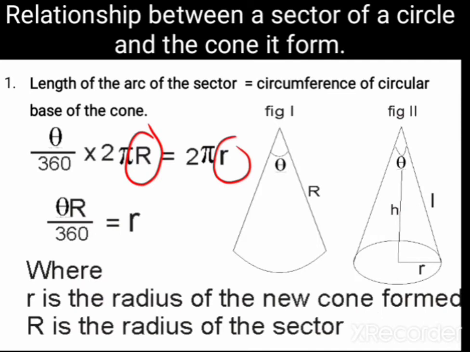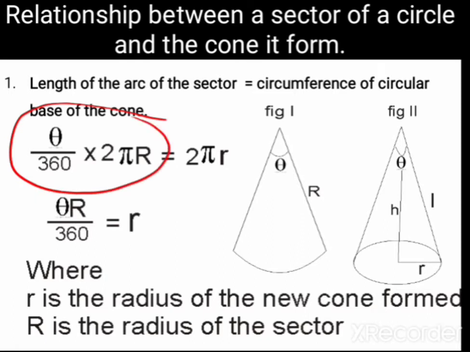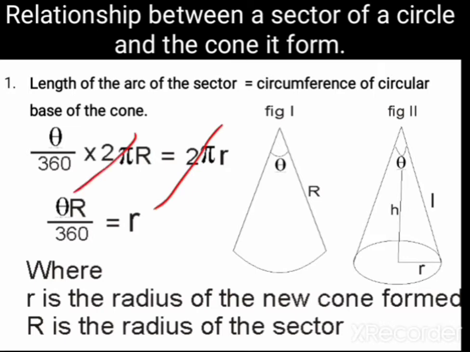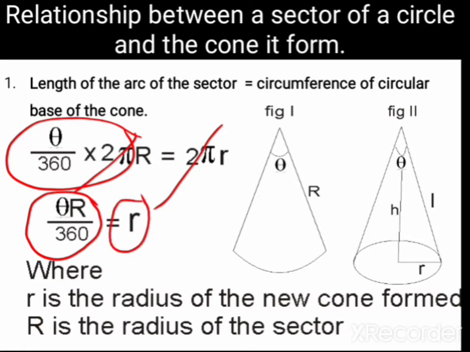So you now understand that this stands for the length of the arc, and this stands for the circumference of the circular base of the cone. So what we simply do now, we have 2 pi here, we have 2 pi here, so we cancel 2 pi on both sides. Then what we have on this side is theta r all over 360, and what we have here is lowercase r.